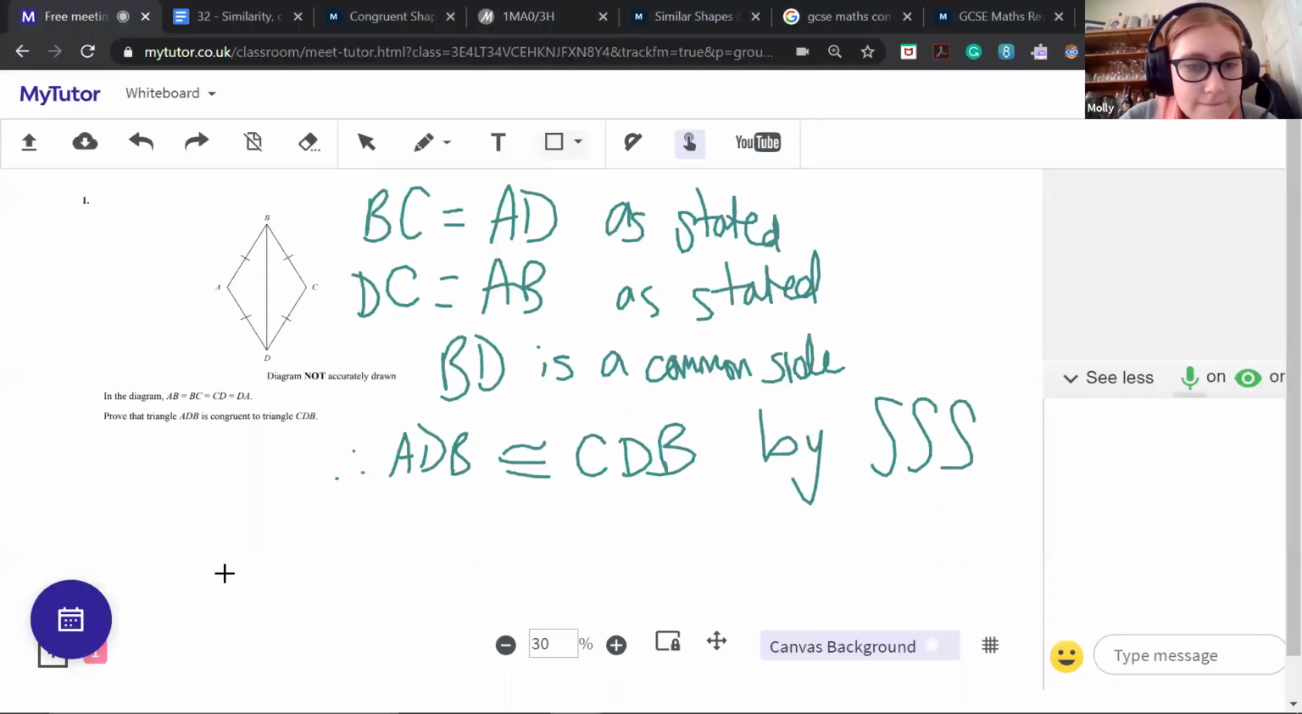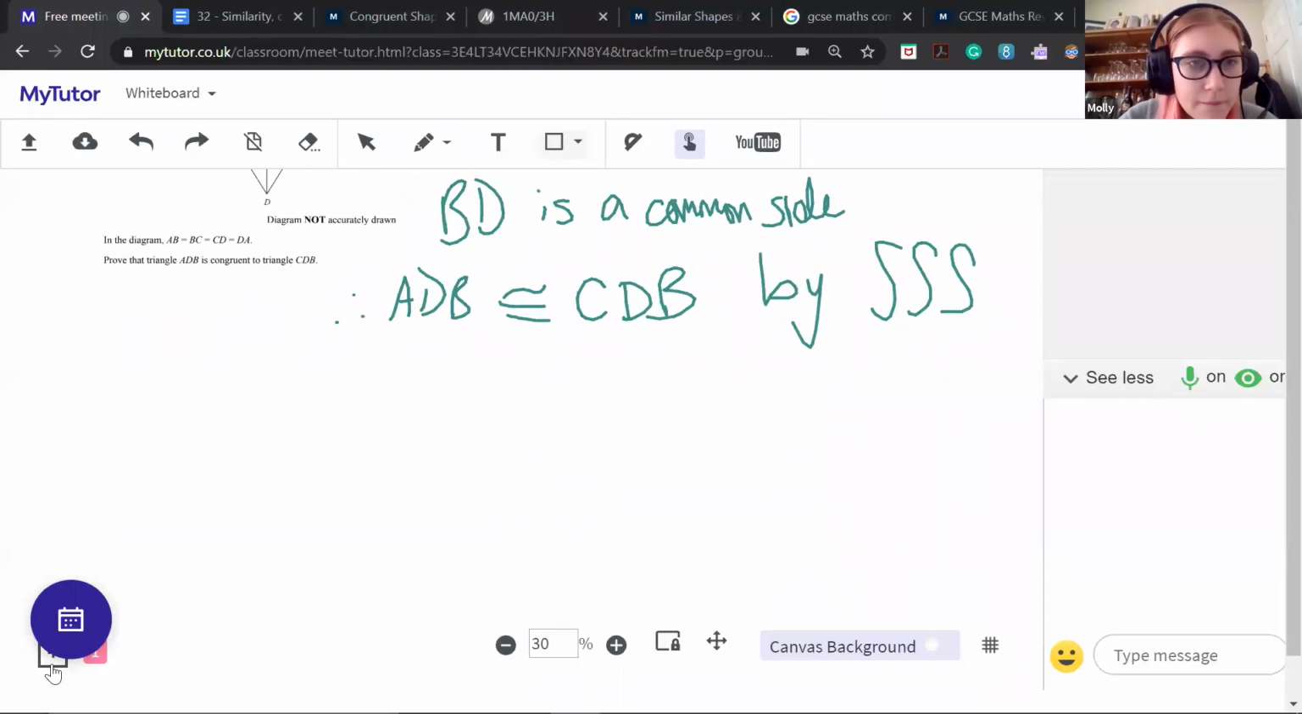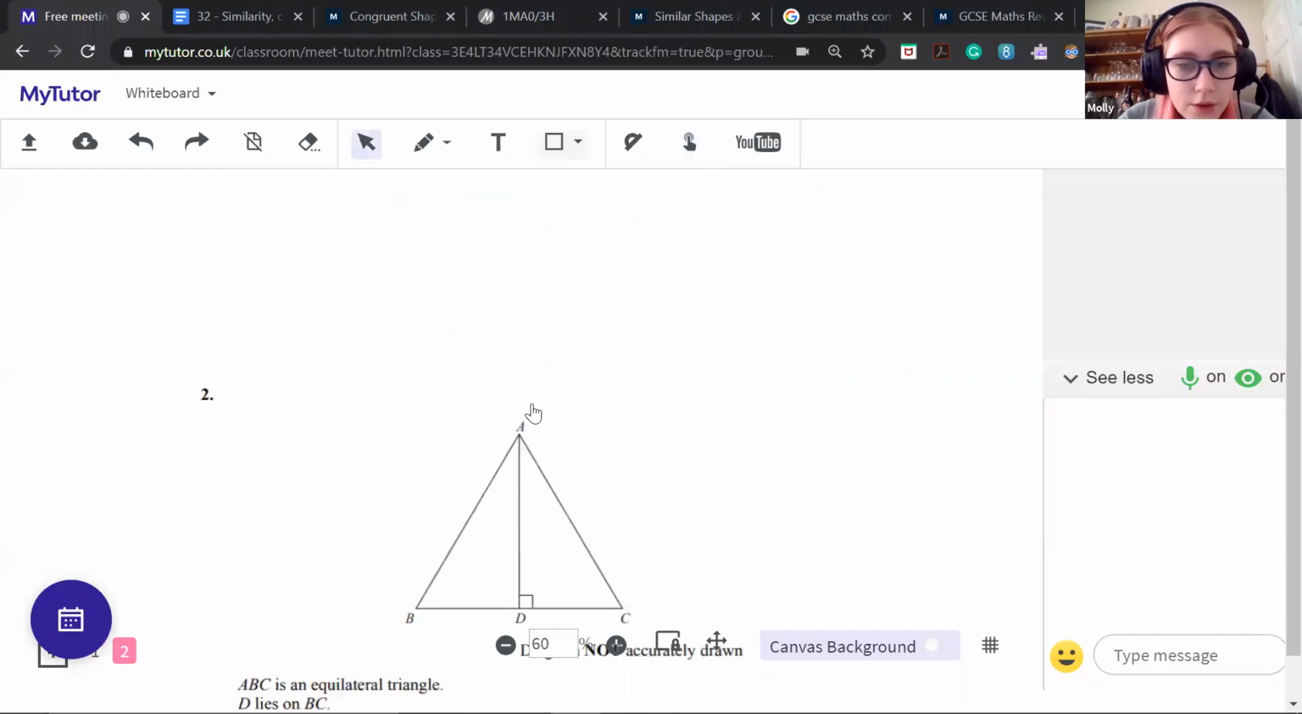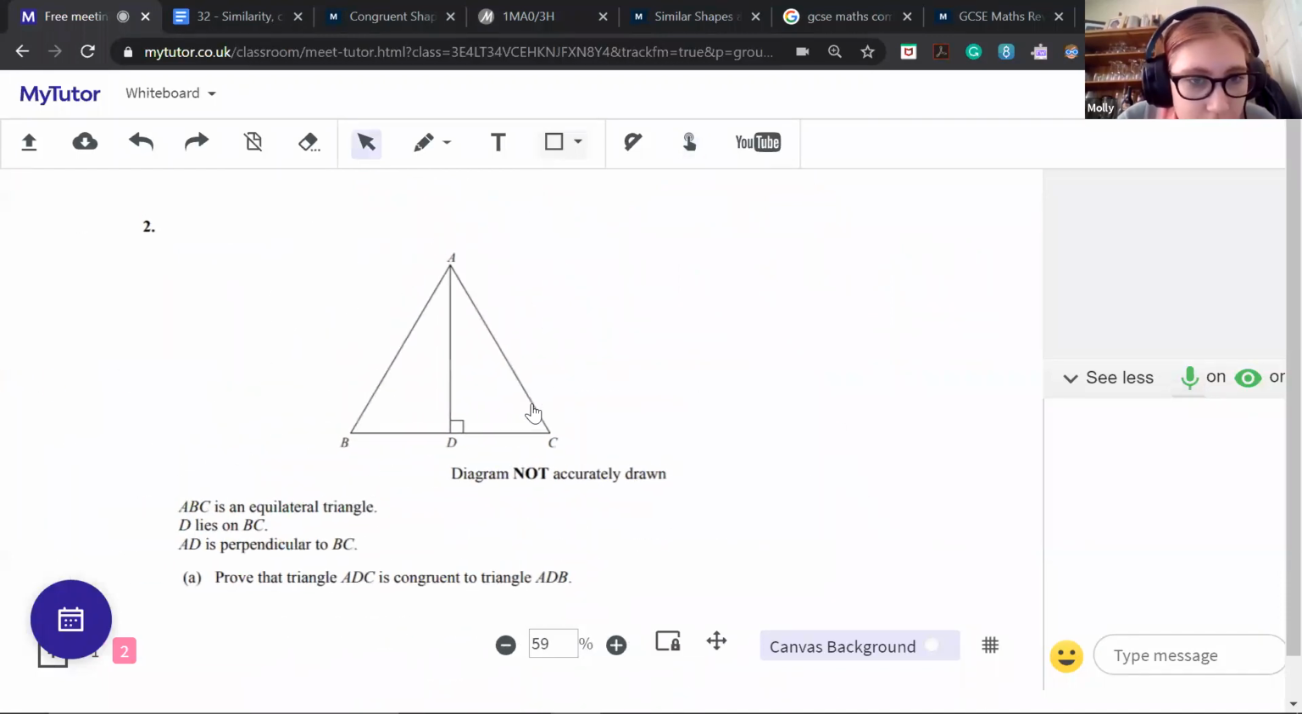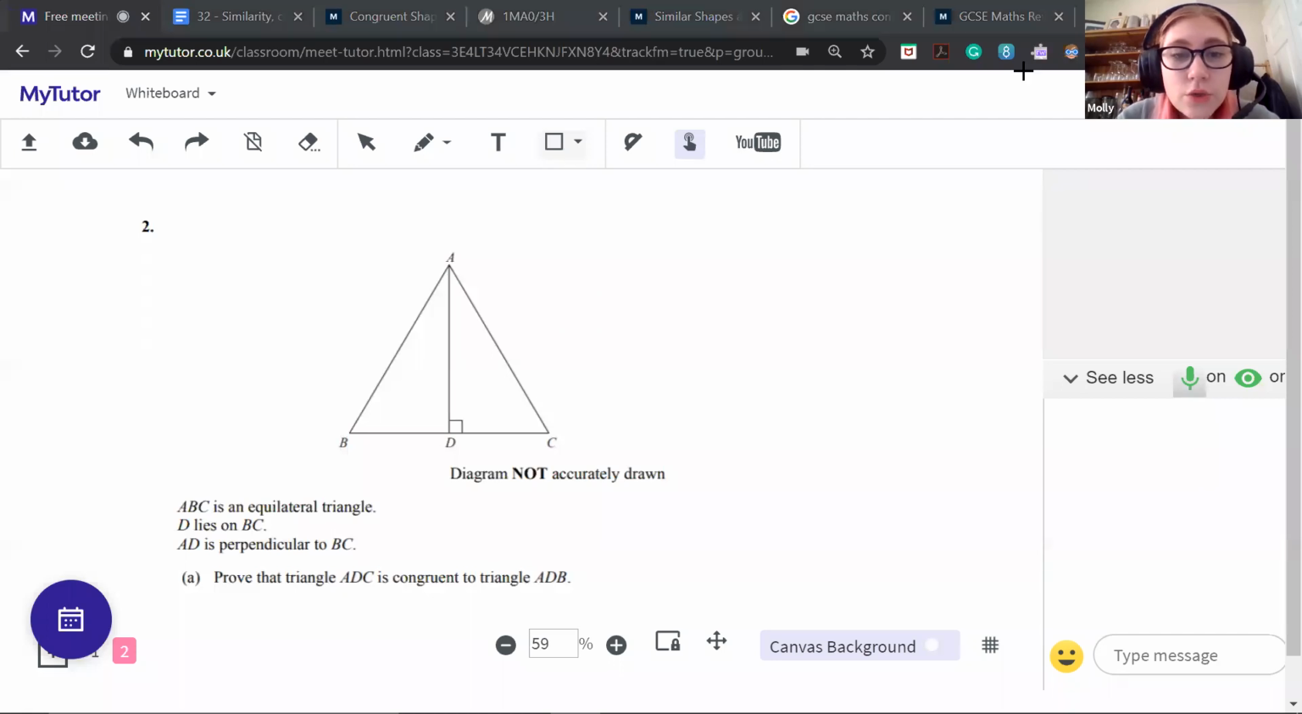So here we're told, right, so ABC is an equilateral triangle. D is on this line such that this is perpendicular. So we want to prove that triangle ADC is congruent to triangle ADB. So how do you think we can, like, which one will we use for this?